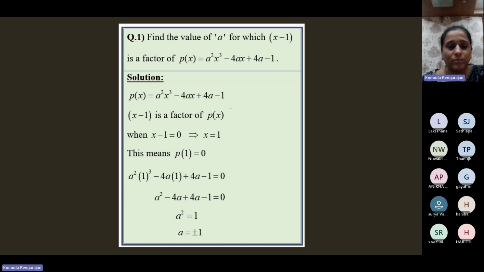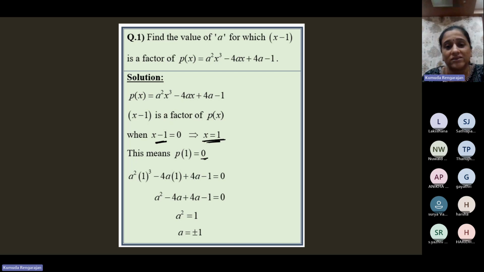We are given a cubic polynomial and one of its factors. We know that when we divide a polynomial by its factor, the remainder will be 0. Now, how do you express this information in an equation? The value of the polynomial at x equal to 1 is 0. Why 0? Because x minus 1 is a factor and the value of x is 1, so when you find the value of the polynomial at x equal to 1, the remainder will be 0.